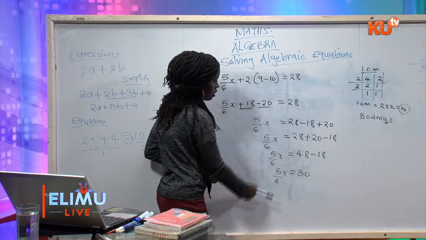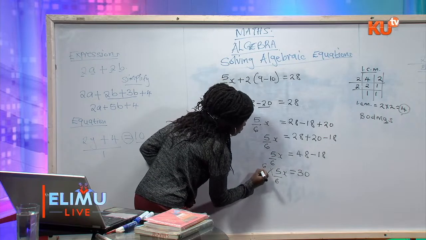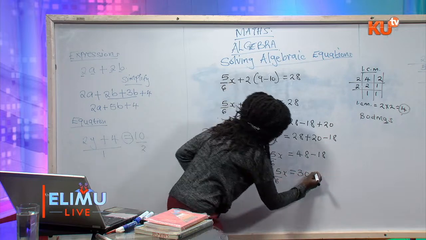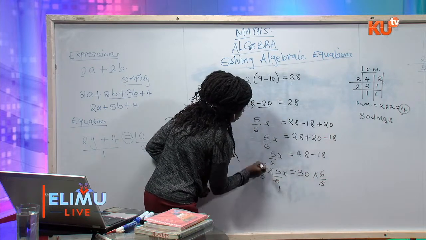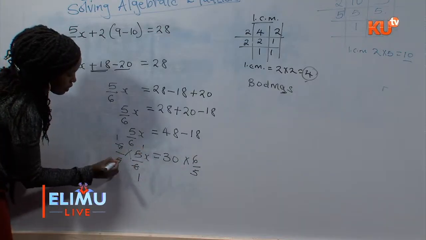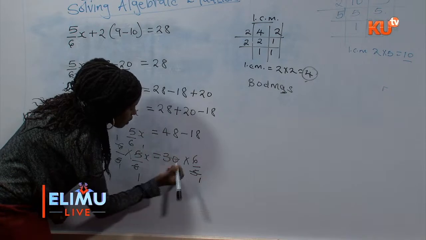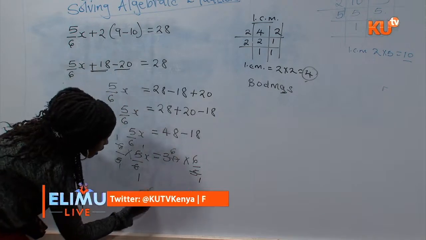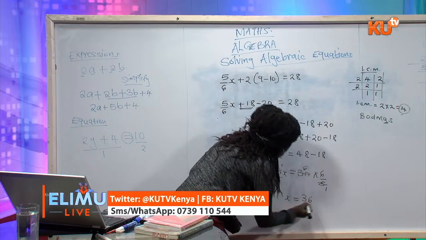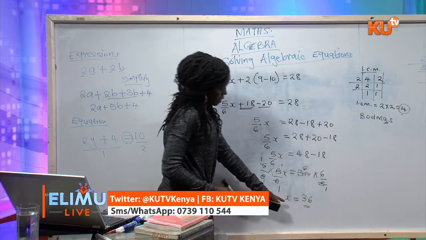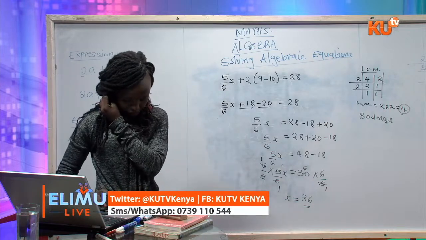So we get the value of x. To get it, we multiply both sides by the reciprocal here, 6 over 5, the other side by 6 over 5. By 6, 1, by 5, 1. Then by 5, 6. So x is going to be 6 times 6, which is 36. So the value of our x here is 36. I hope you have answered your question.